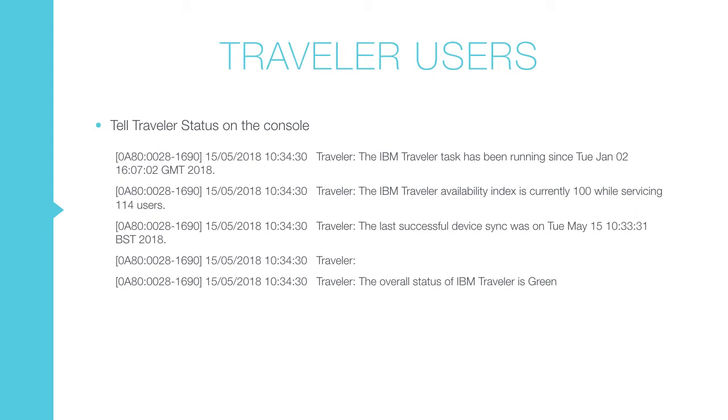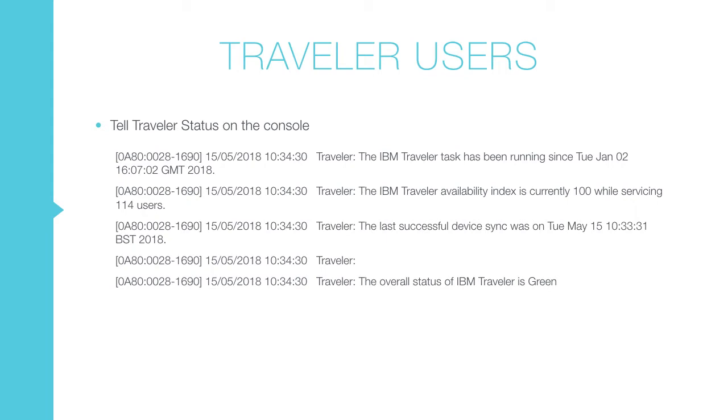On the server console, you could do tell Traveller status. That'll report back to you if Traveller is running, how long it's been running. This has been running since January 2nd. The number of users it's servicing, in this case 114. And the last successful sync, this screenshot was taken on the 15th of May, so it was on the 15th of May. And the overall status of the Traveller server, which is green. There's also a yellow status and a red status, which are obviously slightly less healthy. If it reports a yellow status or a red status, it will tell you why there's a problem. But we'll deal with that when we're doing our health checks and evaluations later on.